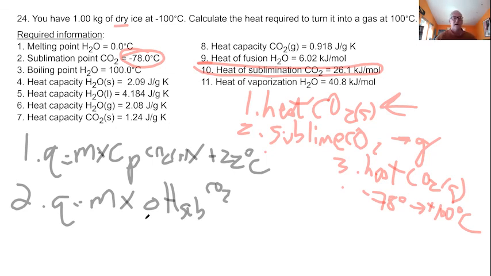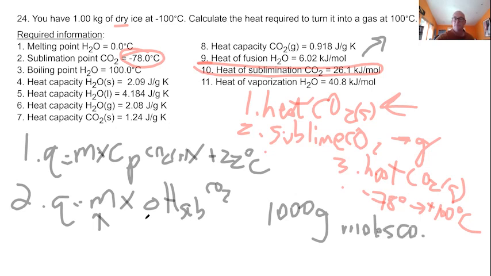Yeah, they do. Okay, so the tricky part of this is there's no change in temperature, right? Because it stays at minus 78 the whole time. But you do need to change this mass to moles. Why? Because the heat of sublimation is given in moles. So you need to turn 1,000 grams of CO2 into moles of CO2. And that's easy enough to do, right? You just multiply by 1 over 44 grams per mole.